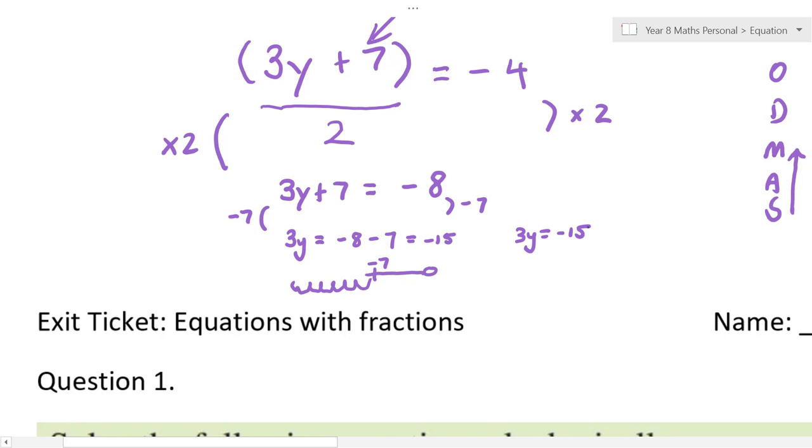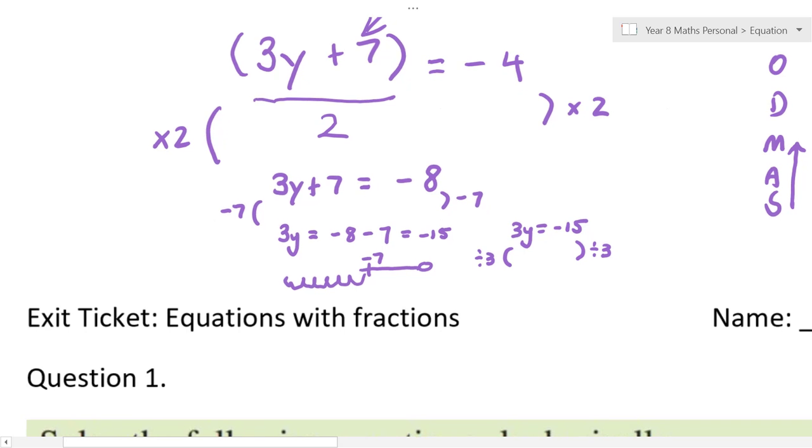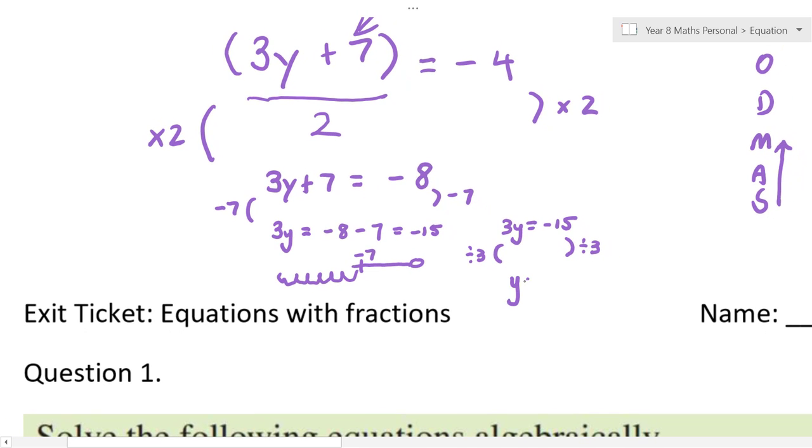So our final step is what? Divide by 3. Fantabulous. And what's my answer then? y is equal to, what's 15 divided by 3, girls? 5, but a negative divided by a positive is a negative. The answer is y is equal to -5.